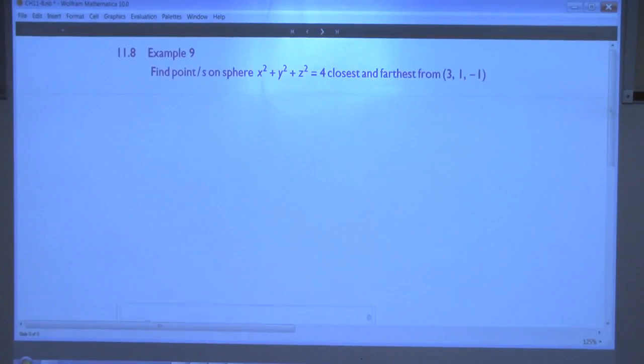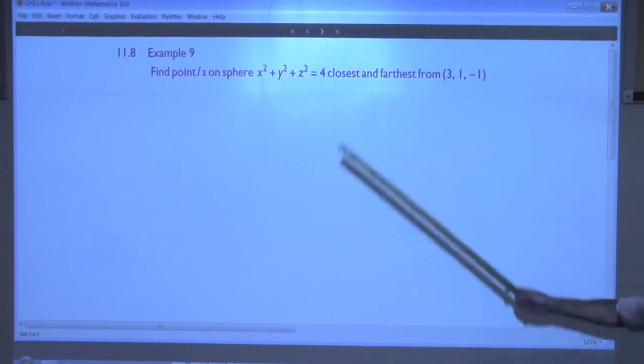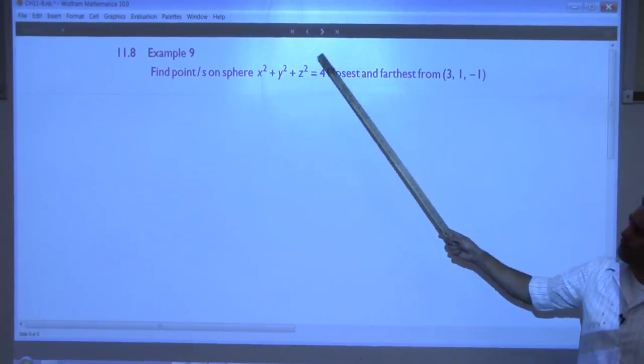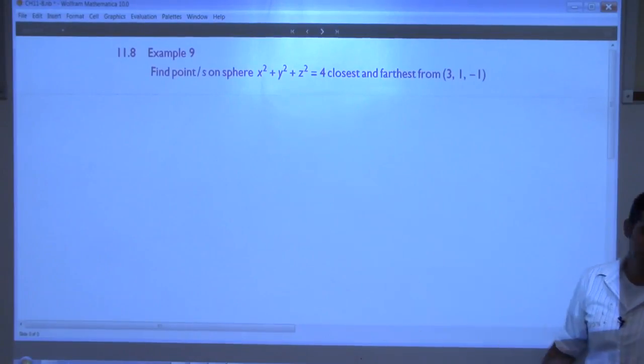What is your objective function? What is the function you're trying to find the maximum or minimum of? Is that it? Is this your f? Read the problem. Find the point or points on the sphere that are closest and farthest.